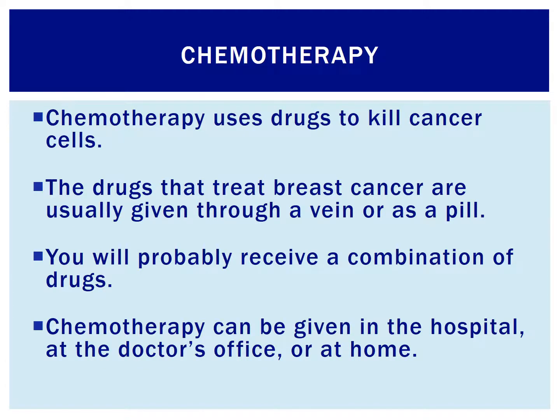Chemotherapy is another type of breast cancer treatment. Chemotherapy uses drugs to kill cancer cells. The drugs that treat breast cancer are usually given through a vein or as a pill. You will probably receive a combination of drugs. Chemotherapy can be given in the hospital, at the doctor's office, or at home. It usually depends on the type of chemotherapy given and the individual needs of the patient.